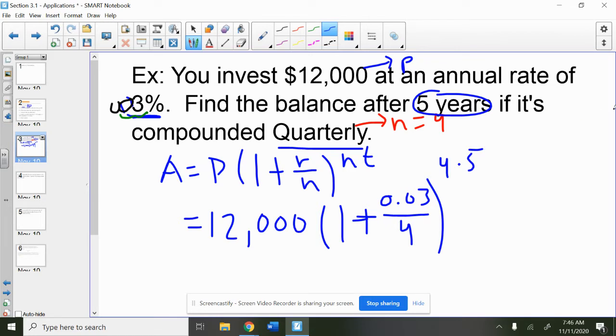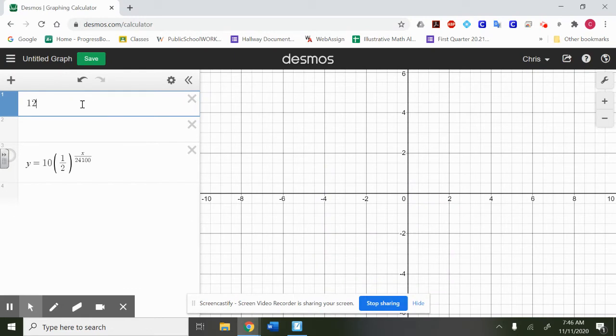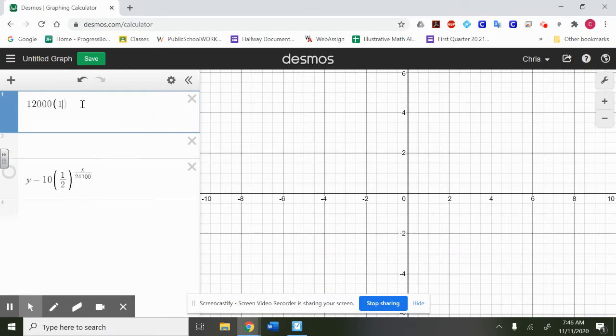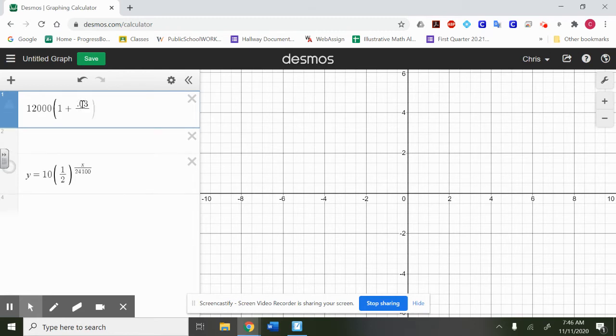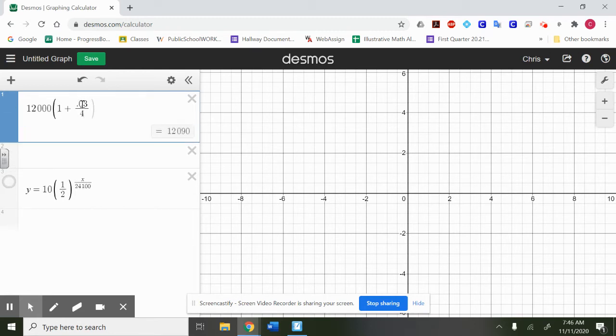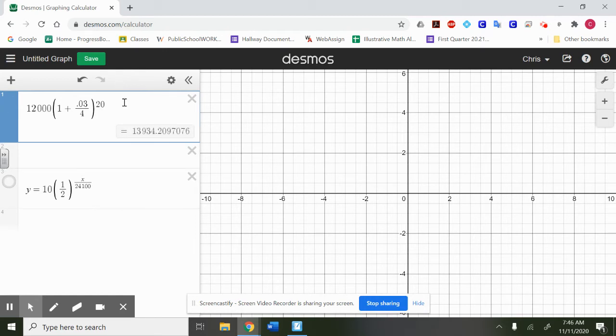So what we're going to do is type that information into Desmos. And so we'll do 12,000, and then in parentheses, 1 plus 0.03 divided by 4. And in the parentheses, use my exponent. And it's going to be 4 times 5, which we know is just 20. So if you do 4 times 5 up here, that's fine, but it's easier just to do 20, although it wouldn't be wrong if you didn't do that. And so here's our number right there.